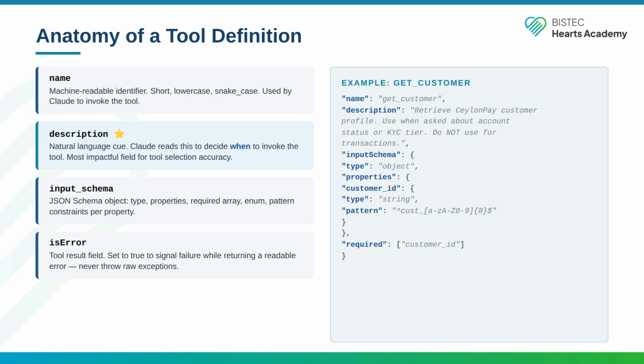The isError field appears on the result, not the schema. If your tool fails, return isError set to true with a readable message. Never throw a raw exception. Claude cannot recover from an unhandled exception, and the tool call fails silently.